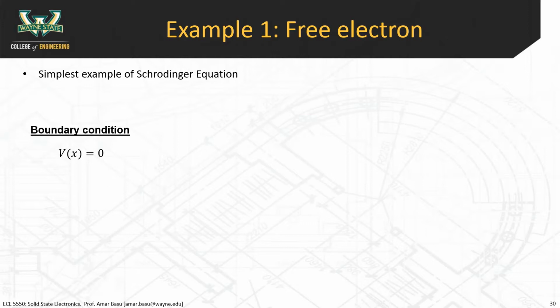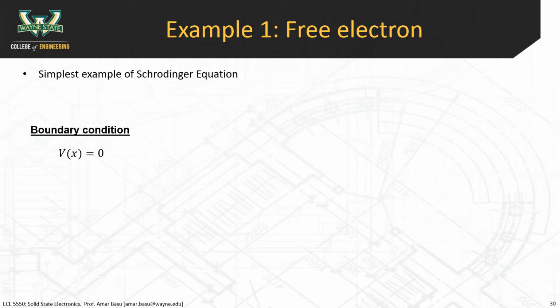Does that make sense? If there's no potential field driving the electron, there's nothing to define what the electron is doing. So the electron can exist in any number of states, kind of in an undefined state. So we're going to get at that. How do you get that with the Schrodinger equation? This is the simplest example of the Schrodinger equation.